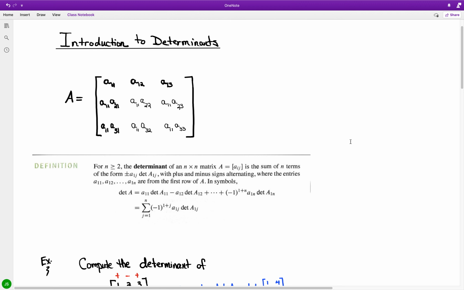And looking at what are referred to as determinants, we have by definition, for n number of columns, n greater than or equal to 2, the determinant of an n by n matrix to be the sum of n terms of the form plus or minus a1j times the determinant of A1j, with plus and minus signs alternating, where the entries a11, a12, and so on are from the first row of A.